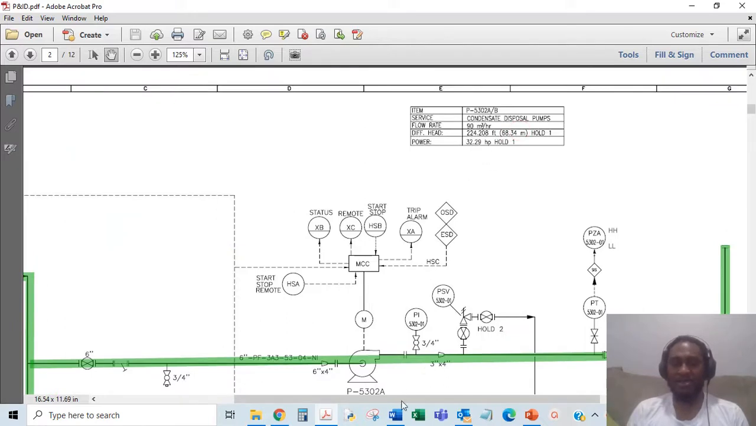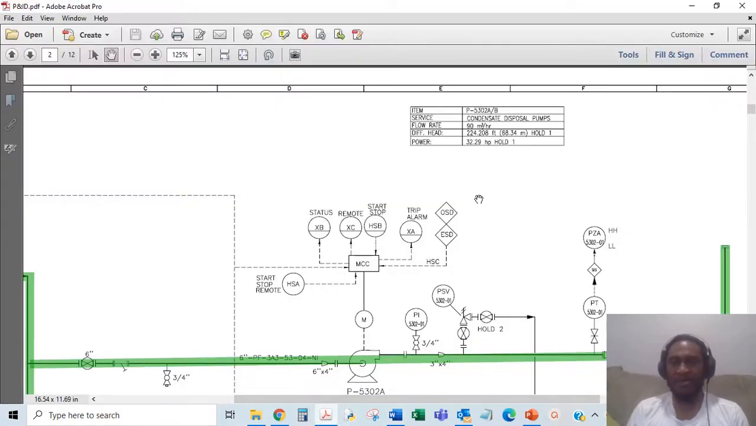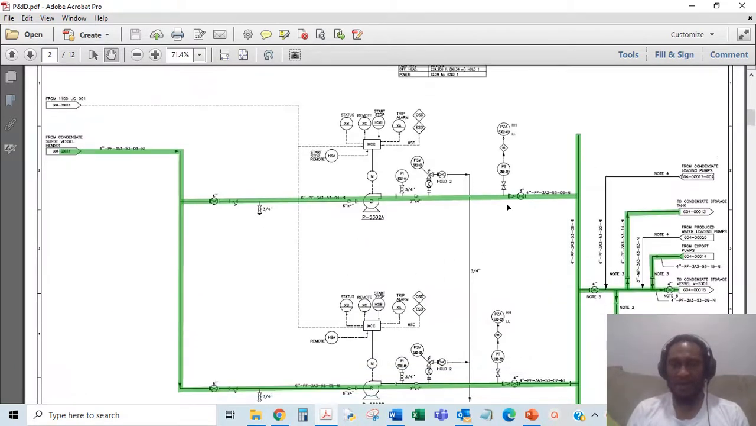You can see 90 meter cube per hour. You go back to the worksheet, and you can see 90 meter cube per hour. That is the operating flow. The operating pressure is atmospheric, the temperature is 30 degrees centigrade, almost ambient, just a bit over ambient, and the composition is liquid hydrocarbon. All of those you can get from the top of the PNIDs.